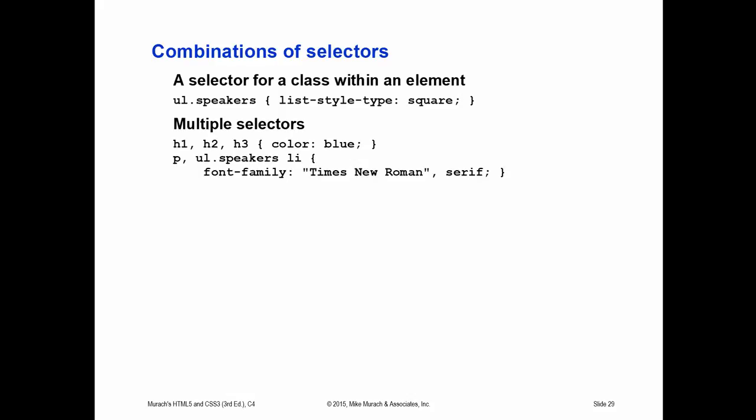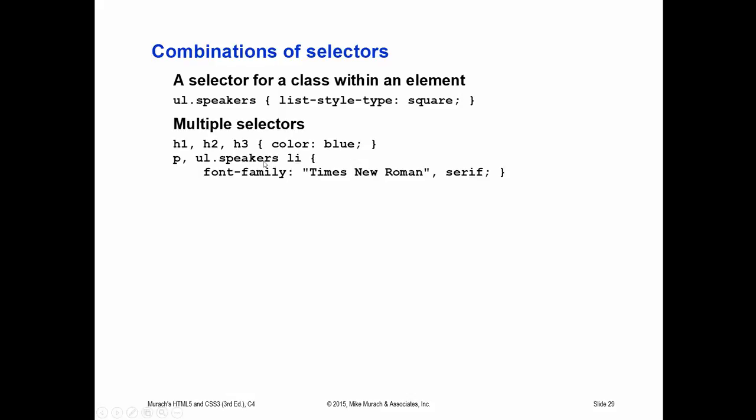You can also code multiple selectors of the same rule set. The first one that's here says I want to take all H1 and all H2 and all H3 tags. They don't need to have a class or an ID associated with them. Make them all blue.